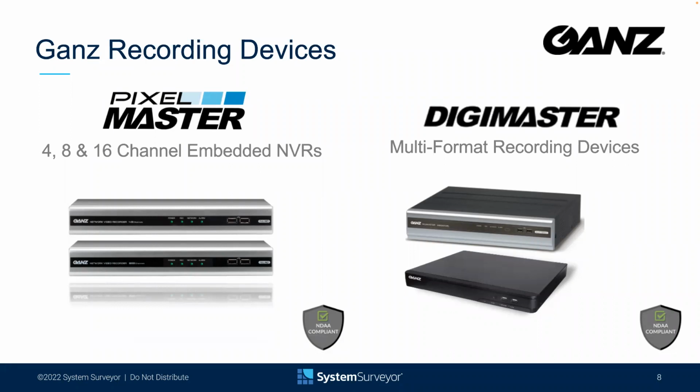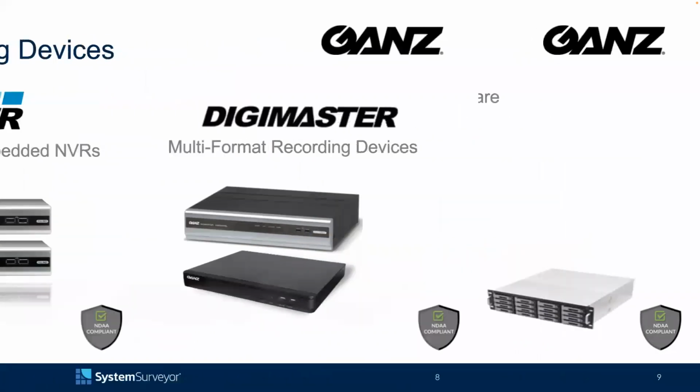Then we have our DigiMaster, which is a multi-format recorder, or a hybrid, if you want to call it a hybrid. That means that it can do standard analog, AHD analog, which is the higher definition analog, TVI, which is also higher definition analog, as well as IP cameras. Again, the options are from a 4, 8, or 16 channel offering. And again, it could be one type of camera, or it can be a mix of cameras, providing a great migration path for existing infrastructure that is currently on analog, but wants to migrate to higher definition analog and eventually to the IP side. Next slide, please.